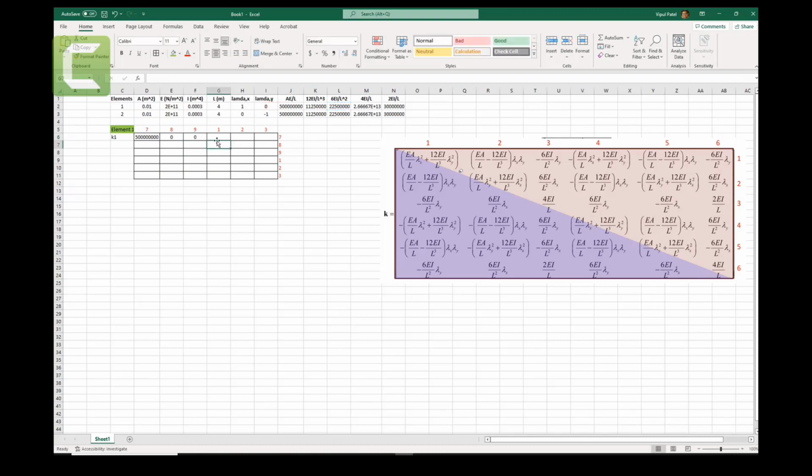OK, all good. Number 1 is equal to minus bracket AE on L, AE on L times lambda x square, plus 12 EI on L cubed, minus lambda y square.